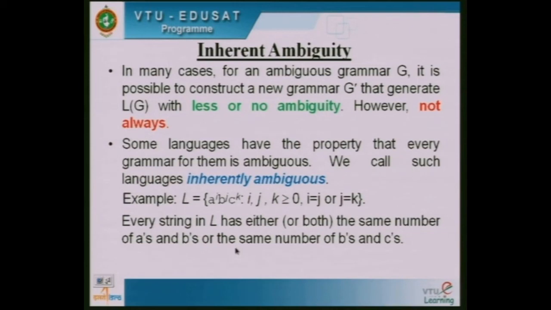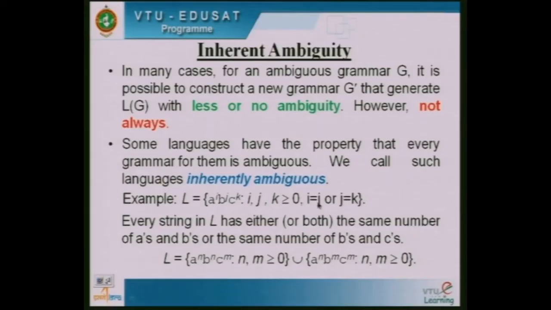So, every string in L has either or both the same number of a's and b's, or the same number of b's and c's. Then can I part this language into two languages, wherein one language is L1, a^i b^j c^k where i equals j, and the other language L2, a^i b^j c^k where j equals k? Yes. So, the language can be parted into, first, i equals j: a^n b^n c^m, where n and m are greater than or equal to 0, or, meaning union, j equals k: the number of b's equal to the number of c's, a^n b^m c^m, where n and m are greater than or equal to 0.